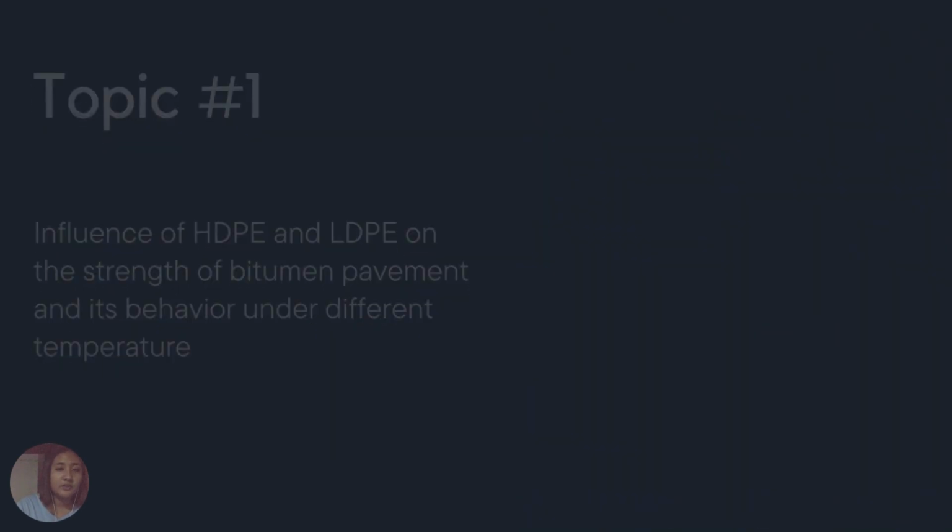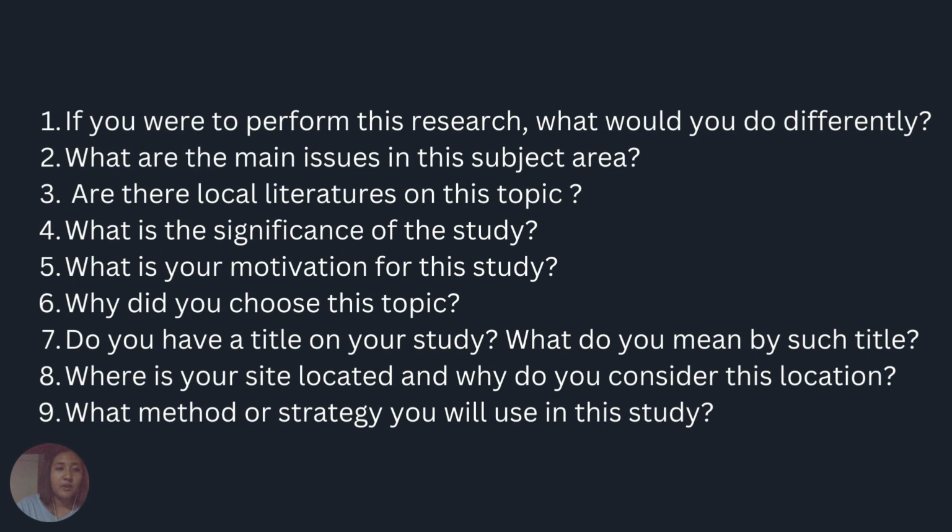So to answer the questions, number one, if you were to perform this research, what would you do differently? There are a lot of existing studies about using recycled plastics as alternative or mixture in making building materials. In addition to this, there are existing studies about mixing melted LDPE on bitumen when making asphalt road, but we know that plastics melt in high temperature conditions and deform when subjected to heavy loads.